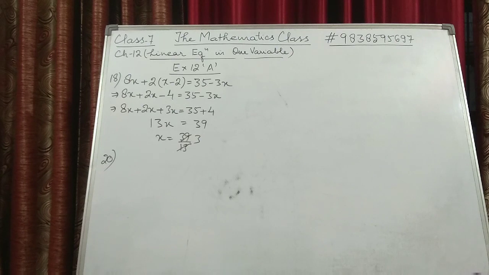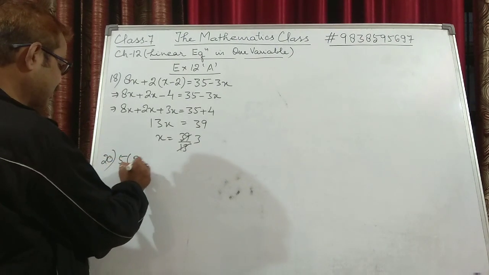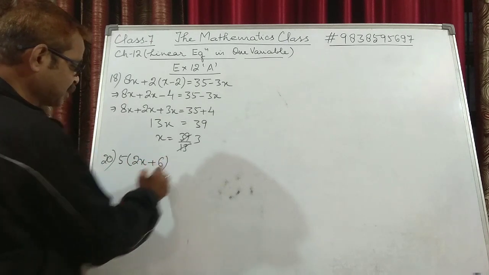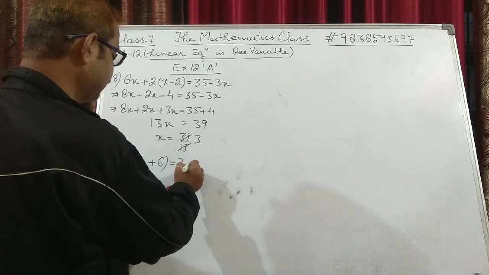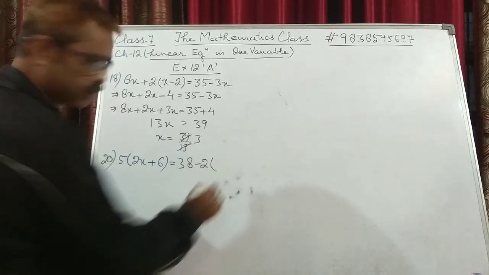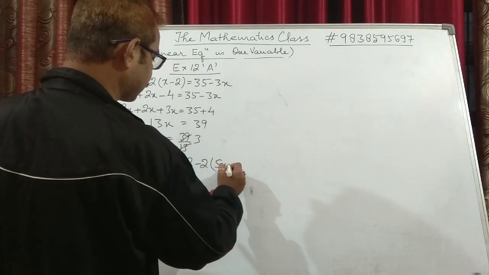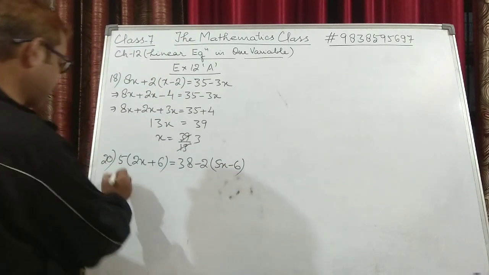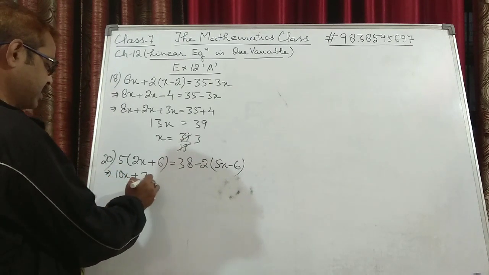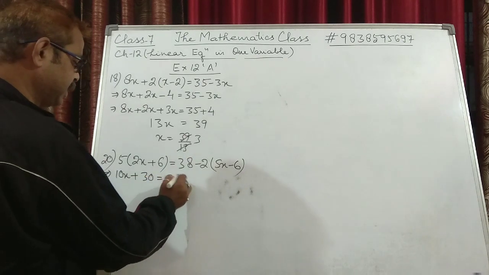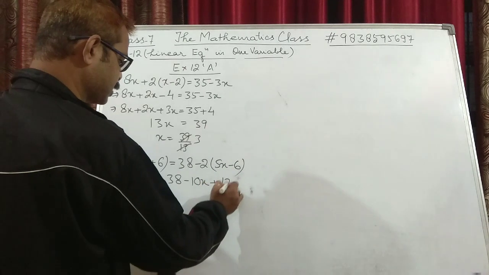Now we move on to question number 20. 5 times 2x plus 6 is equal to 38 minus 2 times 5x minus 6. In this also we will open the brackets first. So 5 2s are 10x plus 6 5s are 30 is equal to 38 minus 5 2s are 10x plus 6 2s are 12.